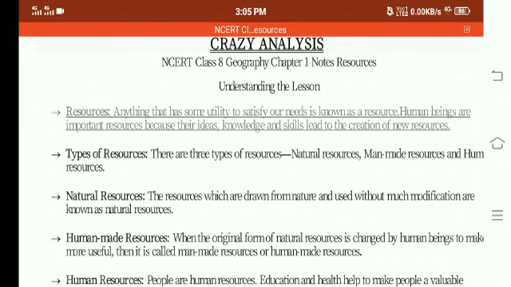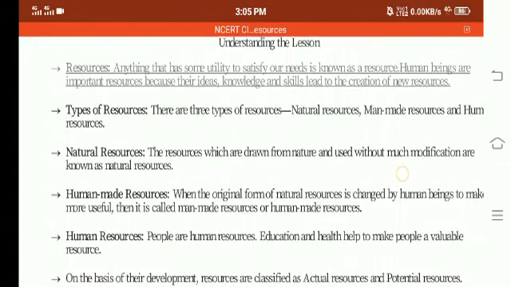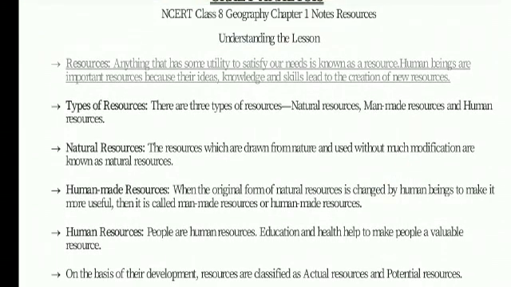Today we are going to see NCERT Class 8 Geography Chapter 1 Resources notes. First we shall understand the lesson. Resources. Anything that has some utility to satisfy our needs is known as a resource. Human beings are important resources because their ideas, knowledge, and skills lead to the creation of new resources.